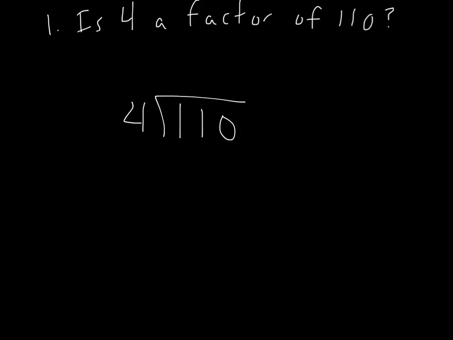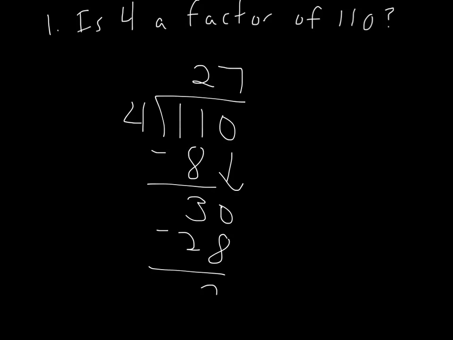And so 4 goes into 11 twice, and that gives us 3, and we bring down our 0. And 4 goes into 30 7 times, but we actually get a remainder of 2. And since there is a remainder, we know that the answer to our question is no, 4 is not a factor of 110. Let's try one more problem where we actually have to list the factors of a number that has a lot of factors.